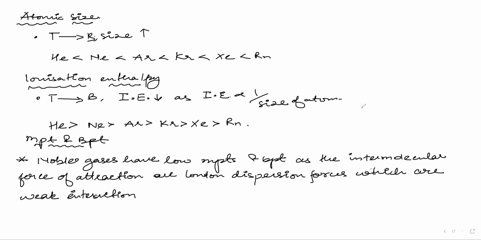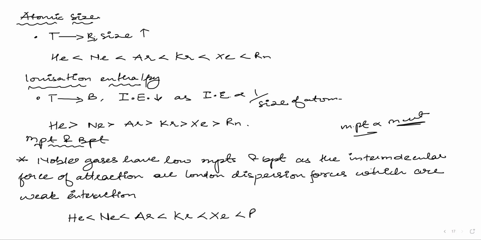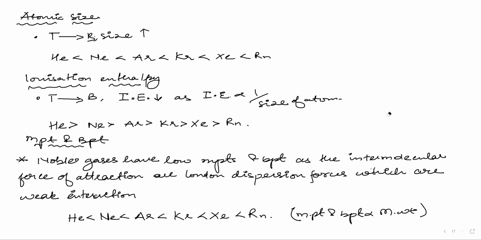But if we compare, then we can say that helium will have the lowest, because melting point and boiling points directly depend on molecular weight. If the molecular weight is high, the melting and boiling point will also be high. So helium, then neon, then argon, then krypton, then xenon, then radon. This will be the order because melting point and boiling point are directly proportional to molecular weight. Since there is no concept of packing, no hydrogen bonding, no polarity, these are individual atoms in gaseous states, so it depends only on molecular weight.